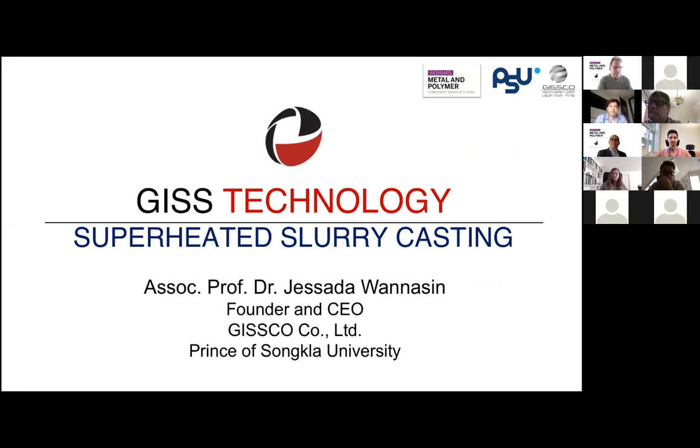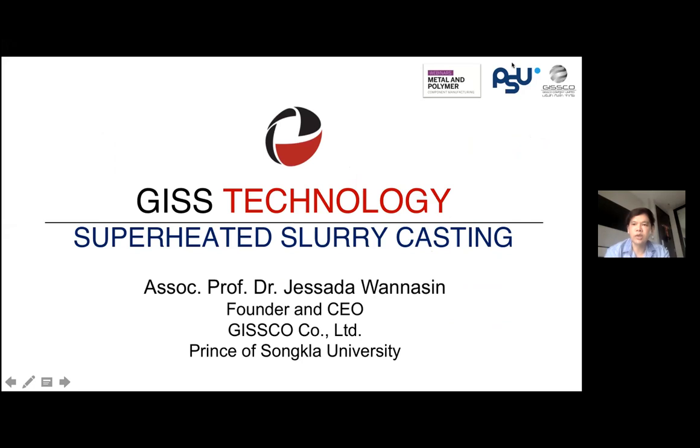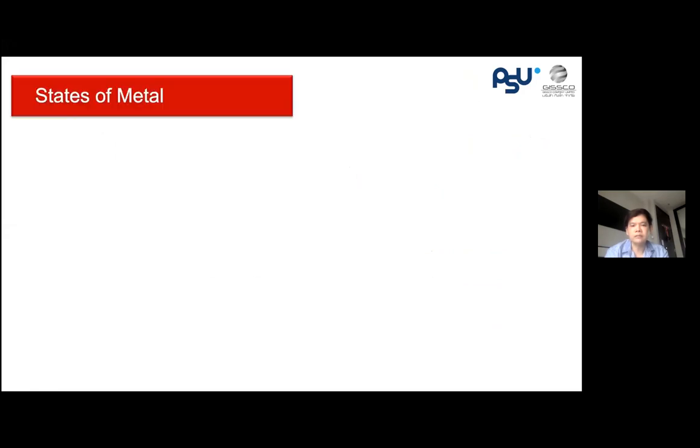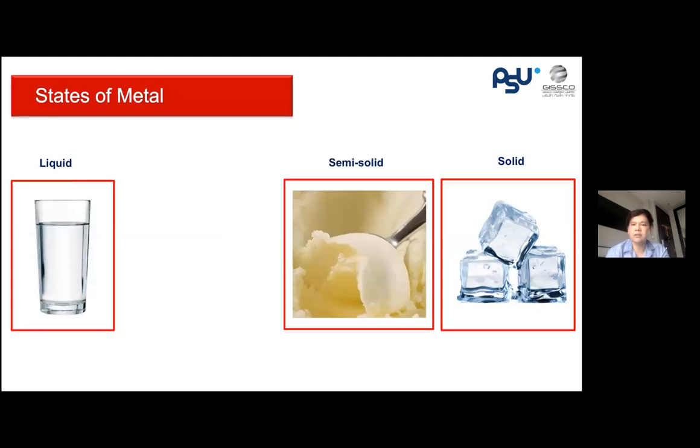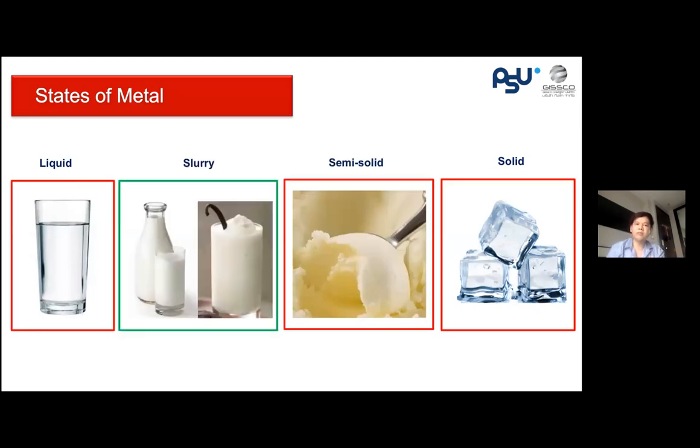And I will speak on GISS technology, which we call superheated slurry casting. I will give some introduction first and then the applications of the GISS technology. This gives a good introduction: liquid is like high-pressure die casting, solid is like forging, and then we have semi-solid, like ice cream. What we will talk about for the GISS technology is like slurry, similar to having milk or a milkshake.